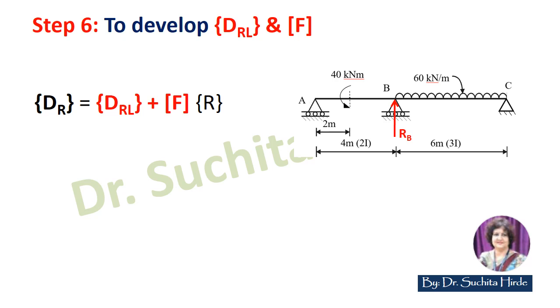Now to develop DRL and F matrix, we have to use some method to calculate deflections. DRL means deflection in release structure due to load, and F is also a deflection due to unit force. So you can use any method. If you want to use conjugate beam method or moment area method, you can use it. But here I am using unit load method to develop DRL and F matrix.